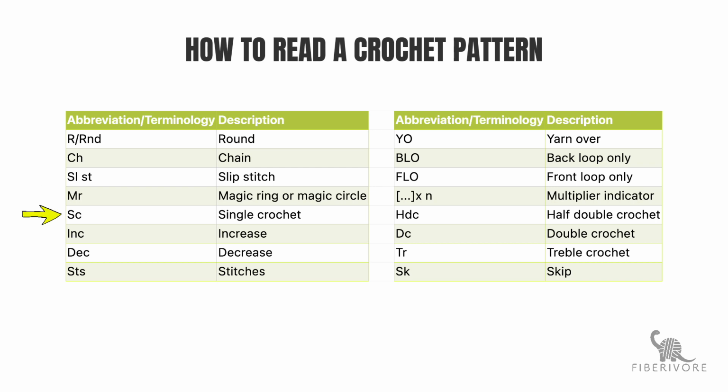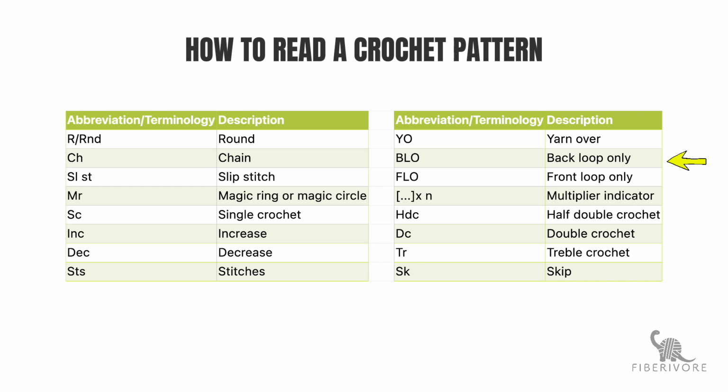SC stands for single crochet. INC stands for increase. This means to single crochet twice into the same stitch to make your piece grow larger. DC stands for decrease crochet. It is a technique used to decrease the number of stitches in a row or round. STS stands for stitches. YO stands for yarn over, which is a basic crochet technique used to create a new stitch. BLO stands for back loop only in crochet.